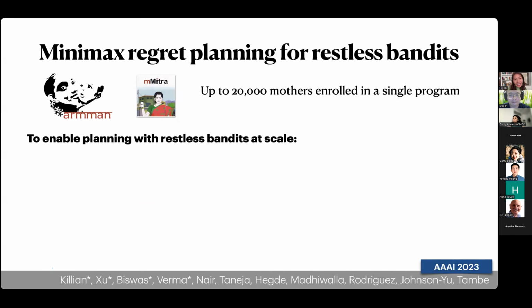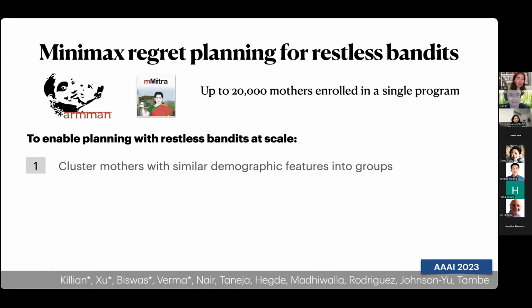And to enable planning with restless bandits at scale, the first step is to cluster these individuals with similar demographic features into groups. But because of this clustering approach, this leads to intrinsic aleatoric uncertainty in the model. So within each cluster, even though the mothers might be similar, their true transition probabilities will have natural variation across them. So this is variation that we cannot reduce regardless of how much more data we have, because within each cluster, there will just be natural variance. So this is aleatoric uncertainty, which is irreducible in the model.